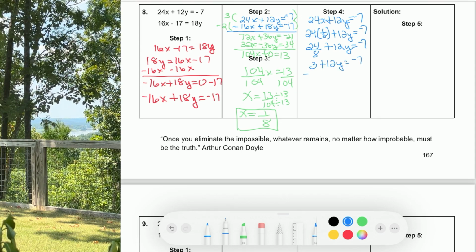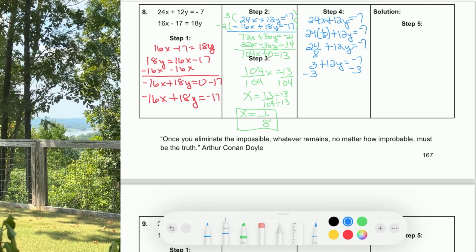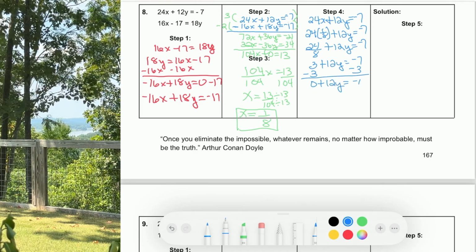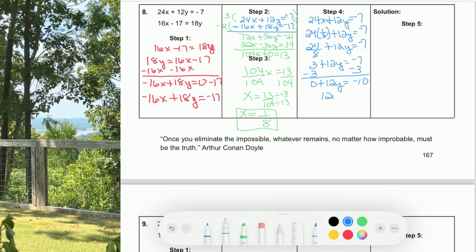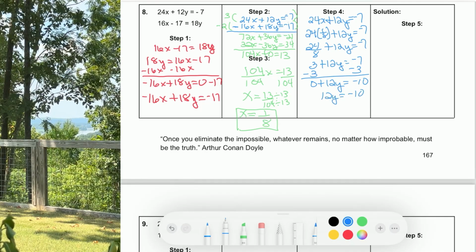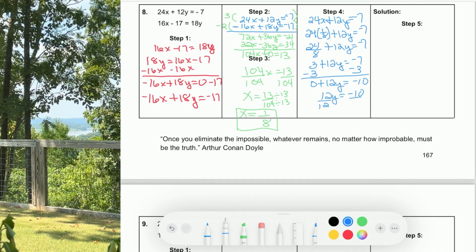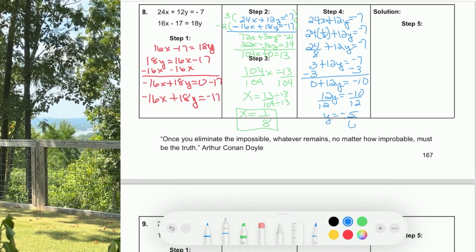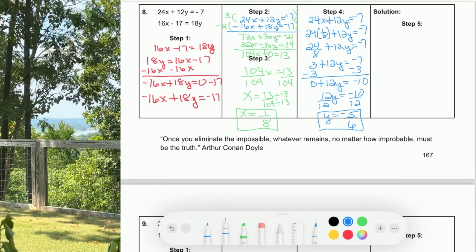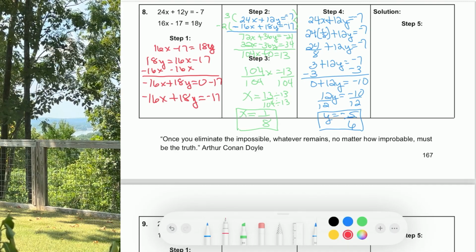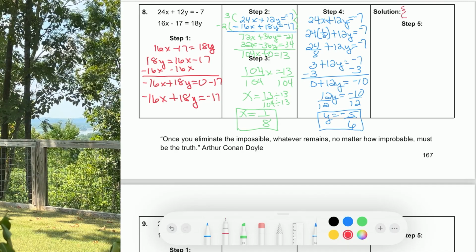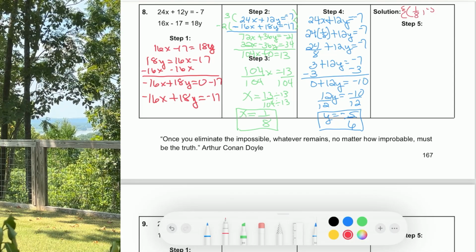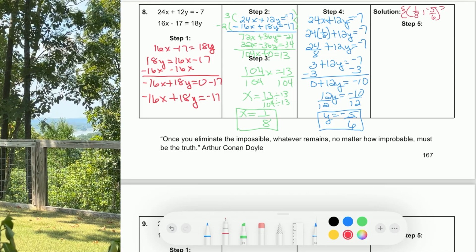Now I'm going to subtract 3 from both sides. I get 0 plus 12y equals negative 10. Divide both sides by 12, and I get y equals negative 5/6 when I reduce that fraction. All right, so our solution set ordered pair is (1/8, negative 5/6).